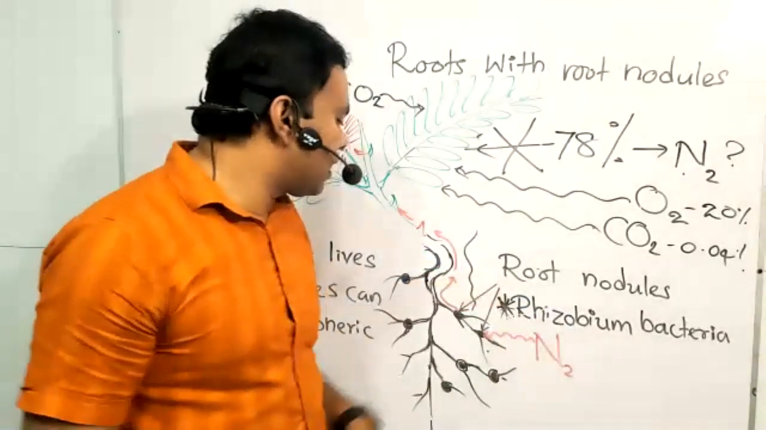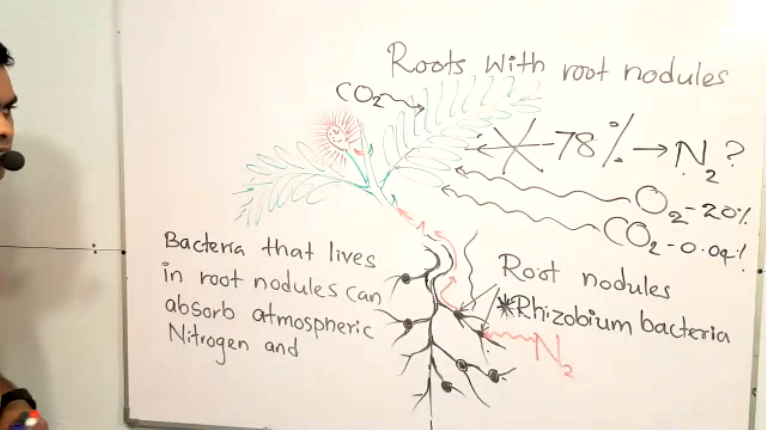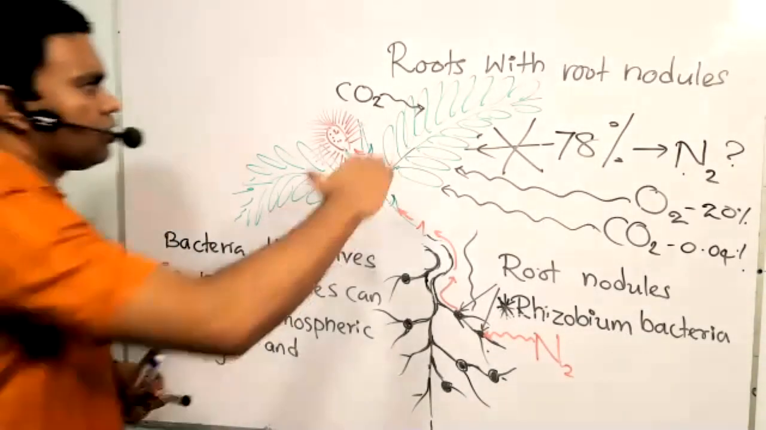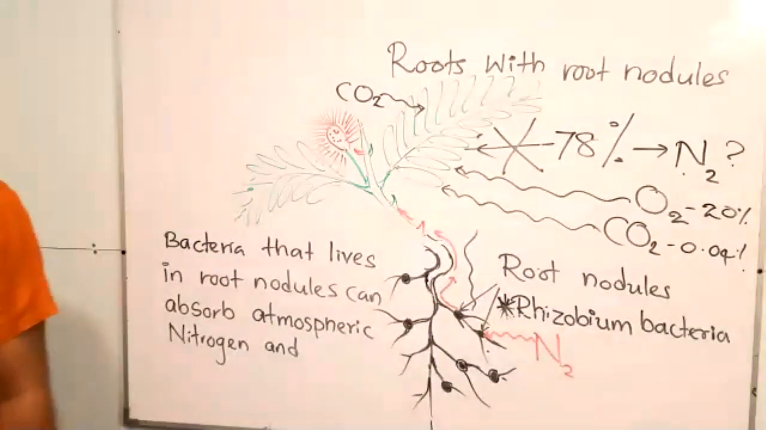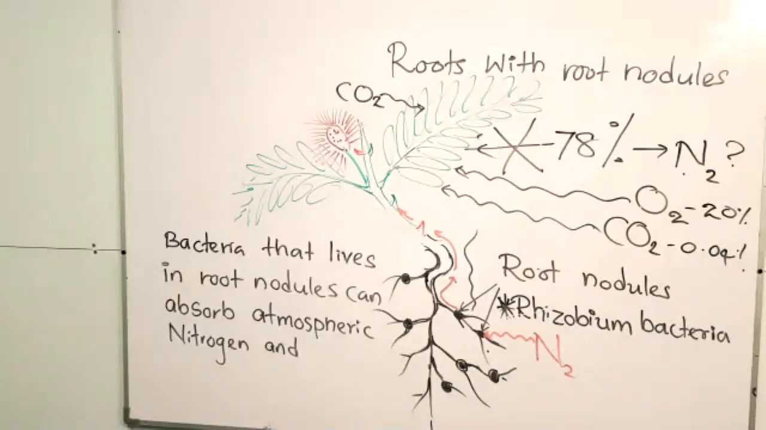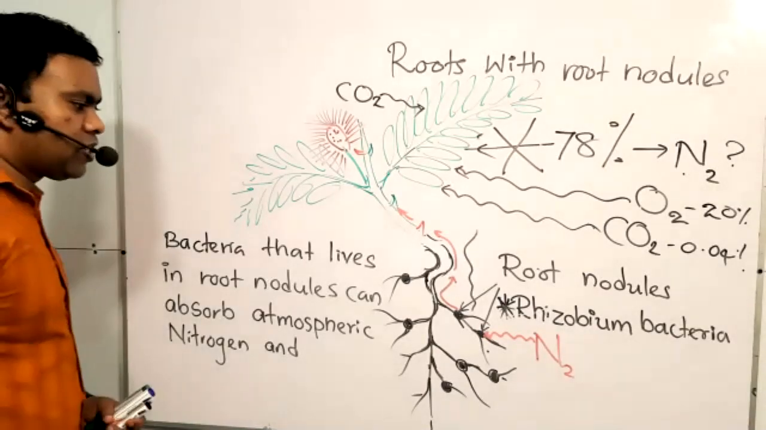I think you understood this. So that's the roots with root nodules. We took much time because that is somewhat complex. Okay, so let's move to the other type of root.